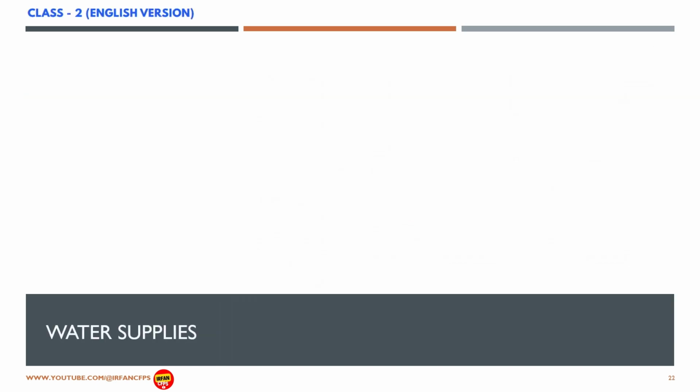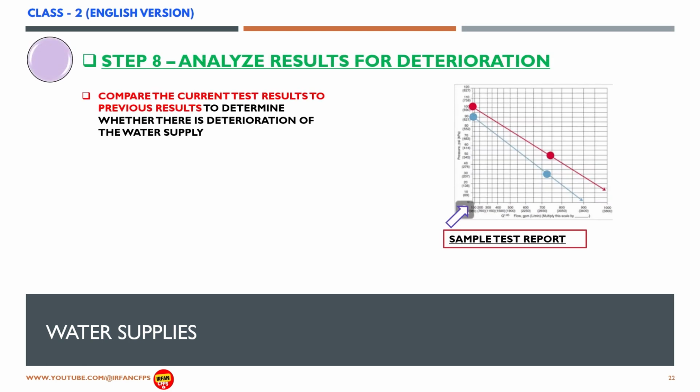Step 8 is just to analyze the current test results of the flow test against previous results. You can see a sample test report shown here, with 2 different lines. One is of the current test, the other is the previous test result. From this graph, we can compare the current test results to the previous results to determine whether there is deterioration of the water supply.